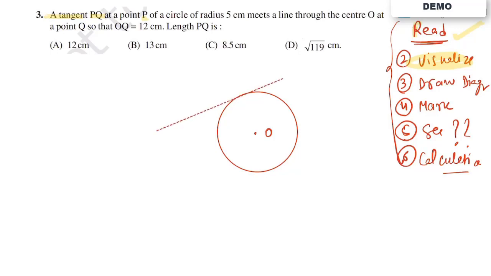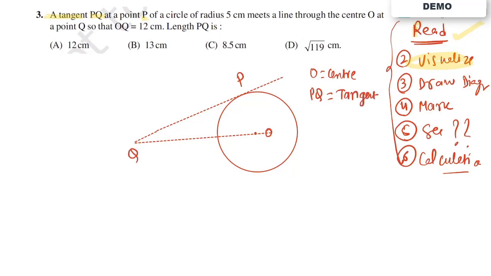This is your tangent. Okay, and let us also draw a line passing from the center of the circle. So what it is saying is that these two are meeting at point Q, and this is at point P. So this is the diagram. Now I would be marking what is given in the question. So O is your center, as you already know. PQ is your tangent. O is center. PQ is your tangent, and the radius of the circle is 5 cm.